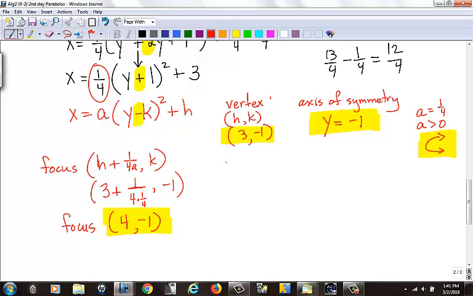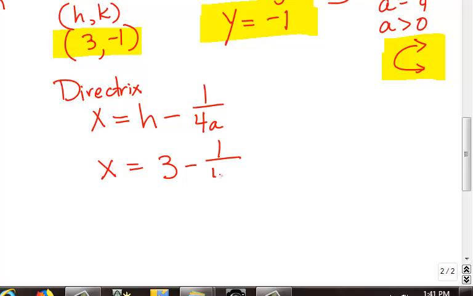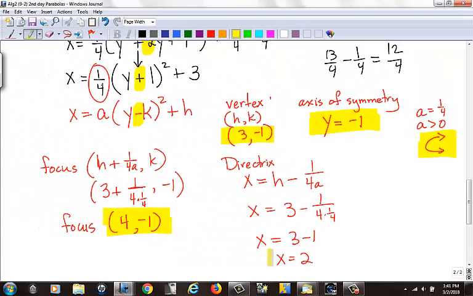The directrix is x equals h minus 1 over 4a. Our h is 3 minus 1 divided by 4 times a 4. So that's 3 minus 1. So x equals 2. That is our directrix. X equals 2.